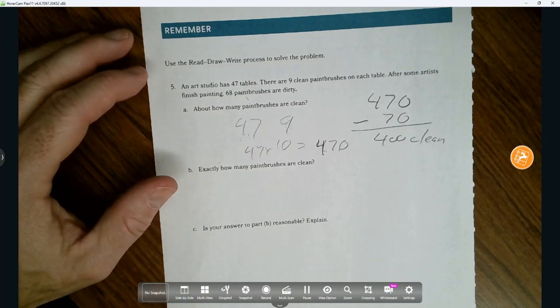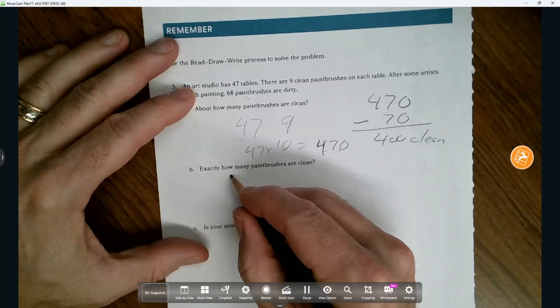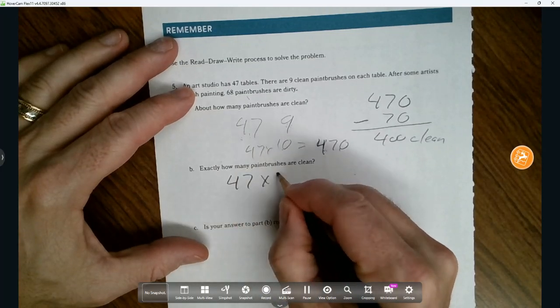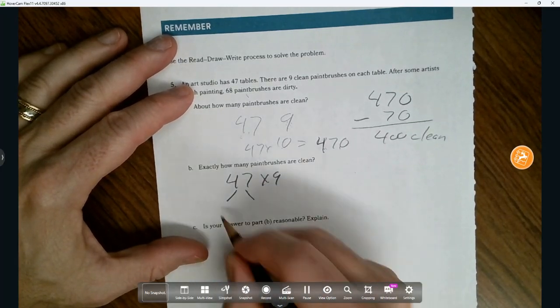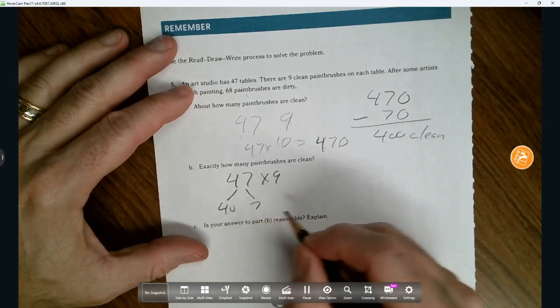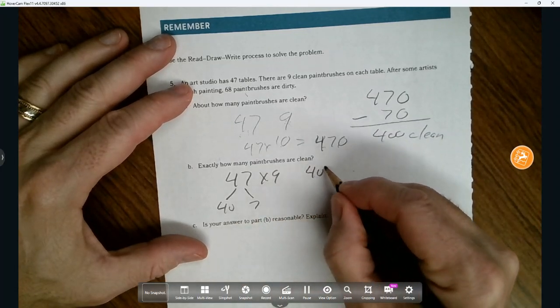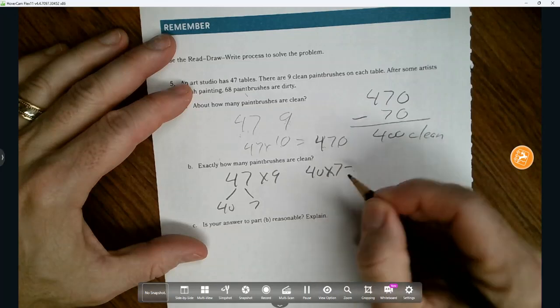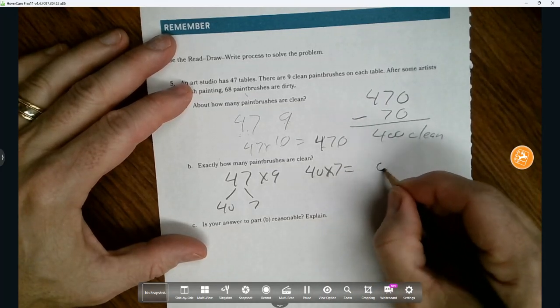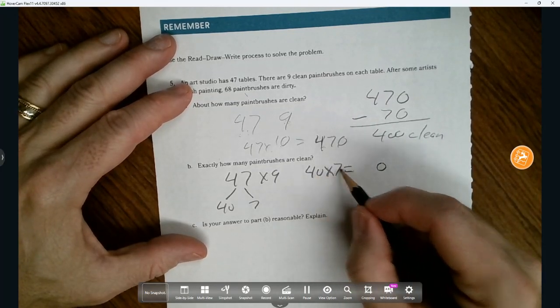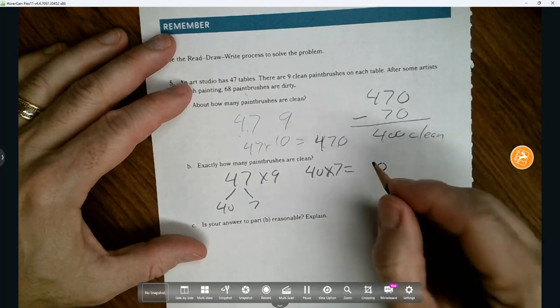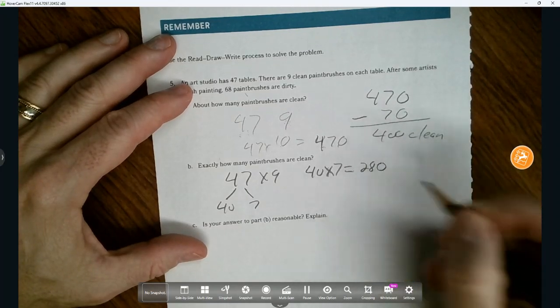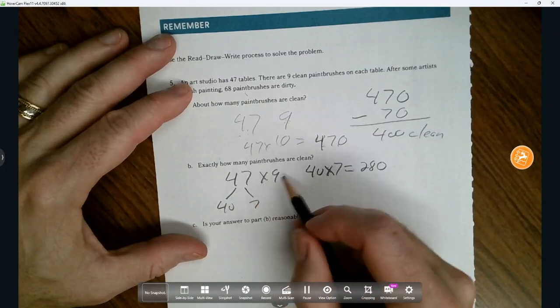All right, now we have to do the actual multiplication. So now we have to do 47 times 9. Let's make this 40 and make this 7. So let's do 40 times 7. So the 0, remember, with the 0 we just put back here, don't worry about. So now what is 4 times 7? 28. Very good. Now we do 7 times 9.